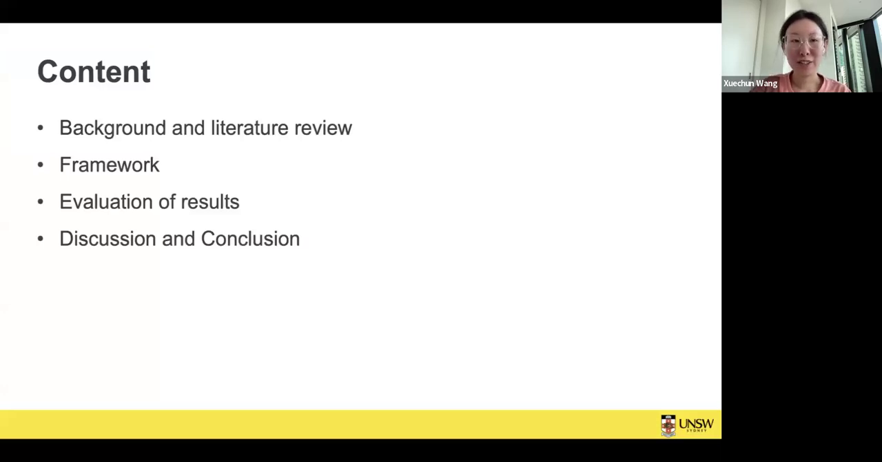So now I'll introduce the background and literature review first, and then I'll present a framework diagram and give an evaluation of results from sentiment analysis and semantic analysis. Finally, I'll discuss the major limitations and future work and make a conclusion at the end.